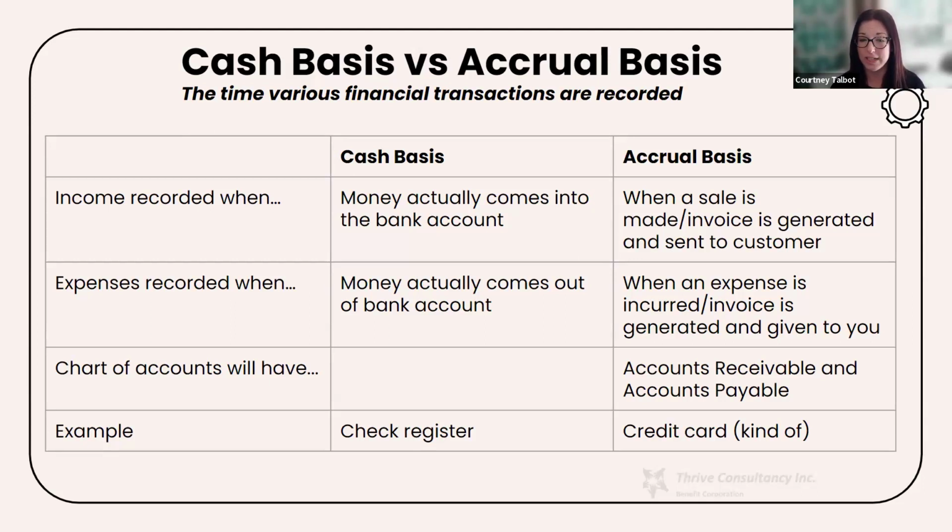And here's our two examples again. A check register is an example of a cash basis. You're recording those items when the money's going out or coming in. And accrual basis is kind of like a credit card because those expenses and potentially credits or payments are not actually being paid when they're incurred. They're being paid at a later date.